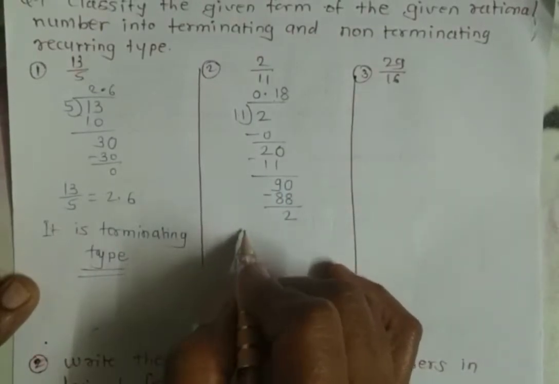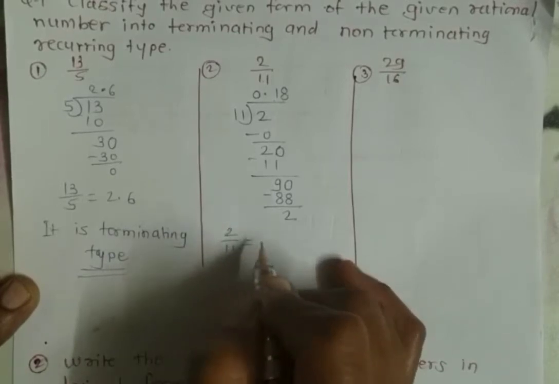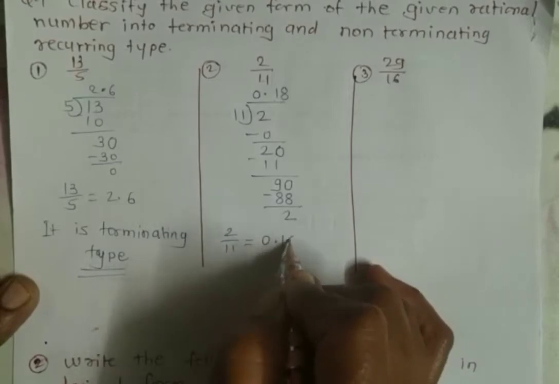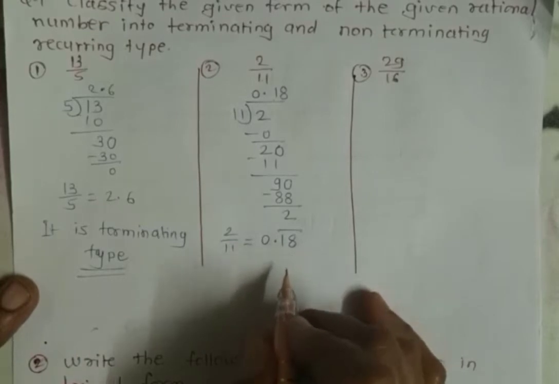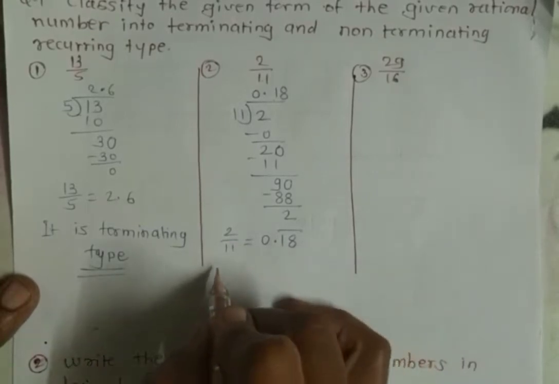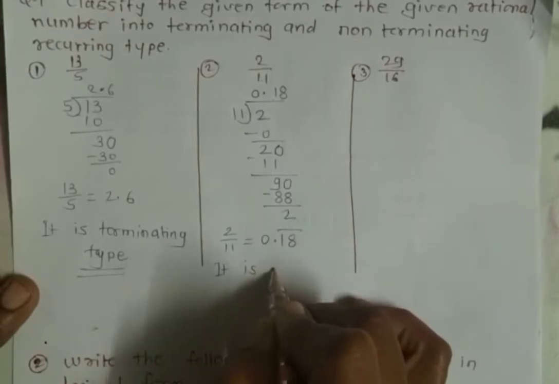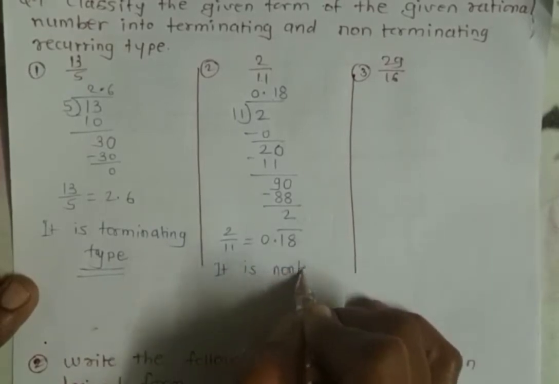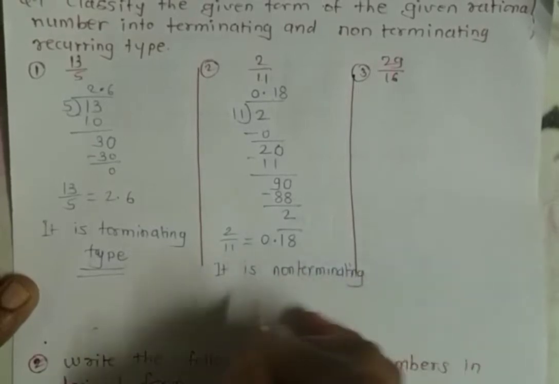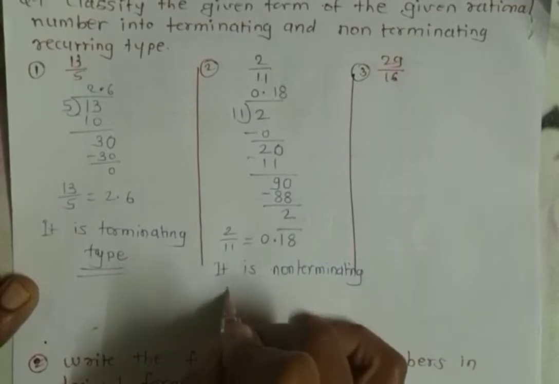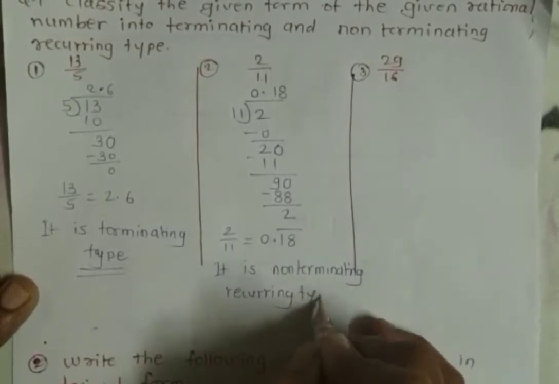Recurring type means non-terminating recurring type, so here we write 2 upon 11 is equal to 0.18 recurring, meaning 1818. These are the recurring digits. That's why here we write the conclusion: it is non-terminating recurring type. Non-terminating means the remainder is obtained again and again. Non-terminating recurring type of decimal form.